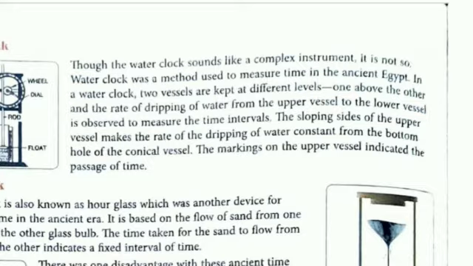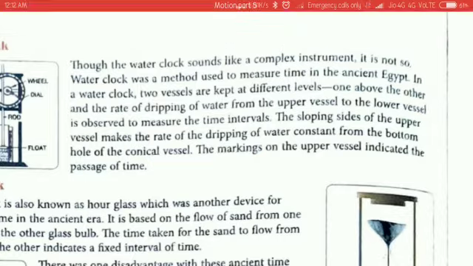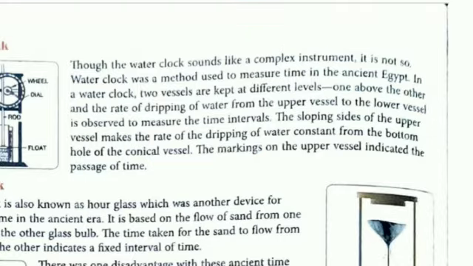Water clock was a method used to measure time in ancient Egypt. In a water clock, two vessels are kept at different levels, one above the other, and the rate of the dripping of water from the upper vessel to the lower vessel is observed to measure the time interval. The sloping sides of the upper vessel make the rate of the dripping of water constant from the bottom hole of the conical vessel. The marking on the upper vessel indicated the passage of time.